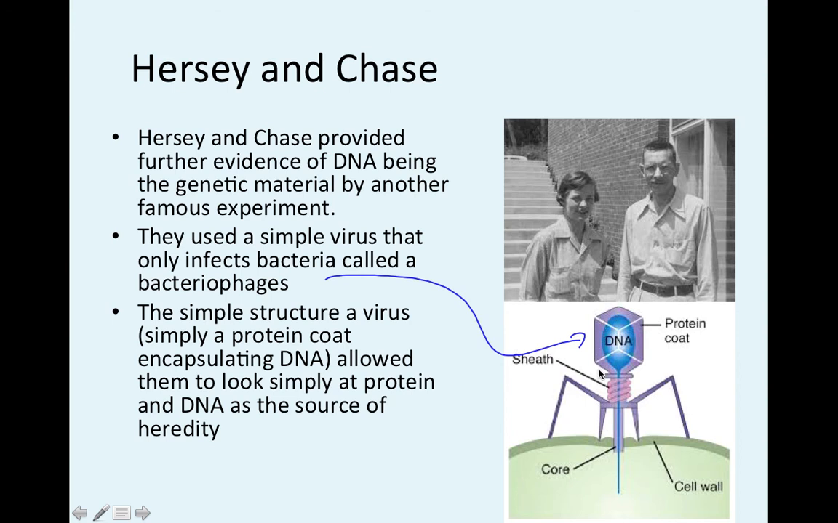And here's the neat thing. Remember that we're trying to figure out whether it's DNA or protein that is the genetic material. Well, this virus is composed of only two things, protein and DNA. Conveniently, the two things that could possibly be the hereditary material. So we've got DNA inside a protein coat, and this whole thing is called a bacteriophage or a virus. And Hershey and Chase used this to identify whether it is the DNA or the protein coat that contains the genetic information.